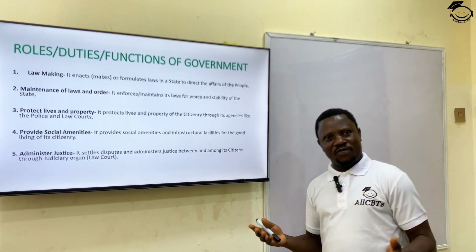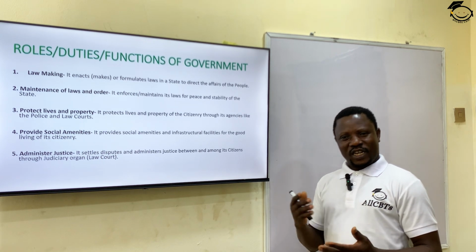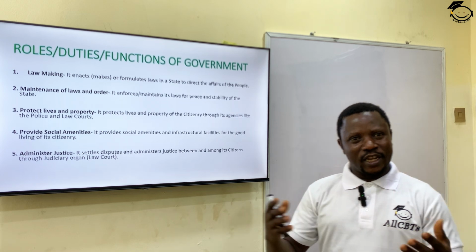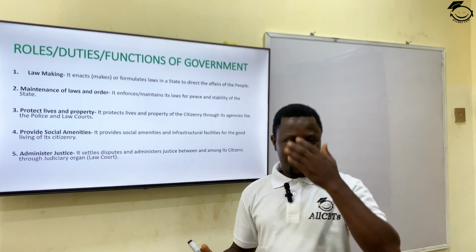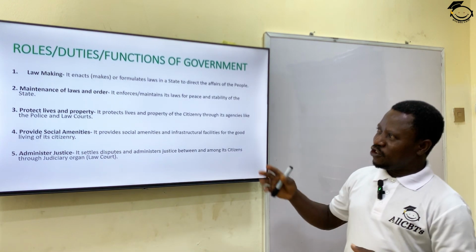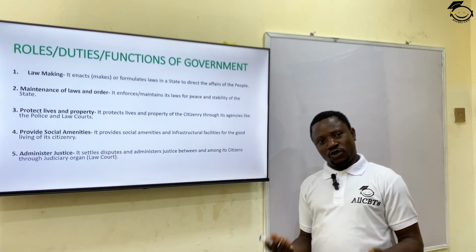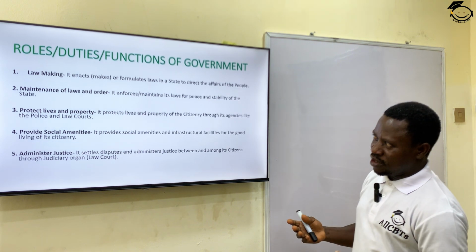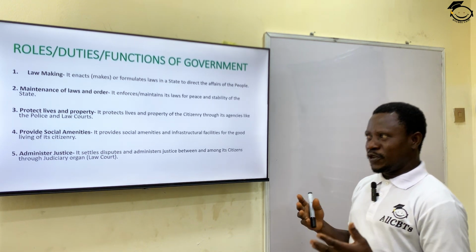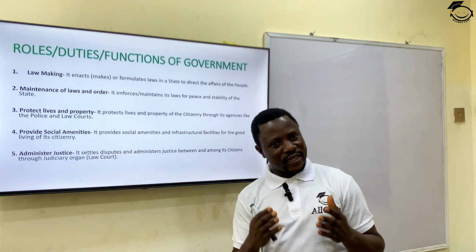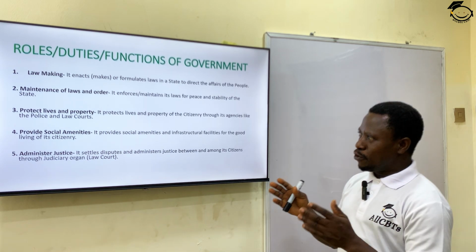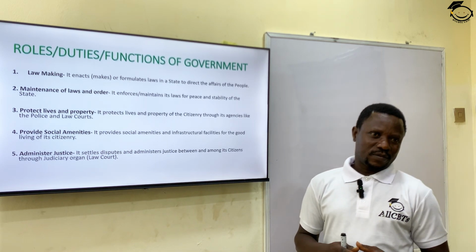What do we expect a government to do? Number 2, a government is expected to maintain the laws that have been made. The laws are useless when they are not being enforced. The laws are useless when they are not being put into use. What do we expect a government to do? It is the responsibility of a good government to protect the lives and property of the citizen.